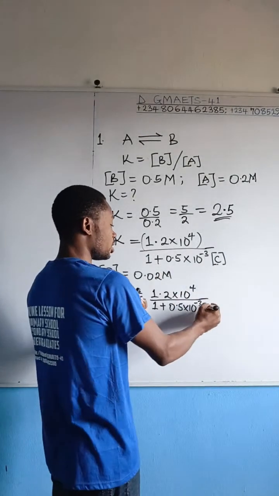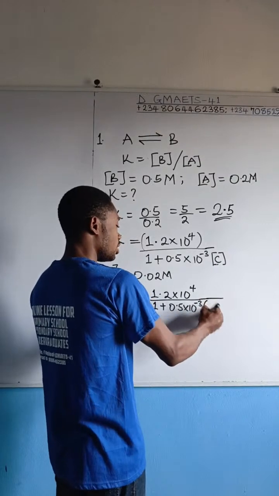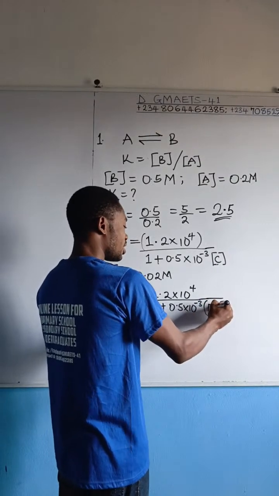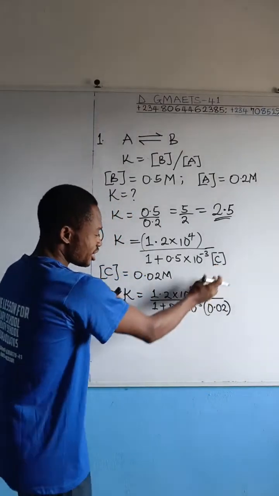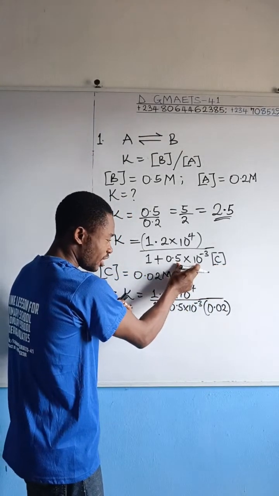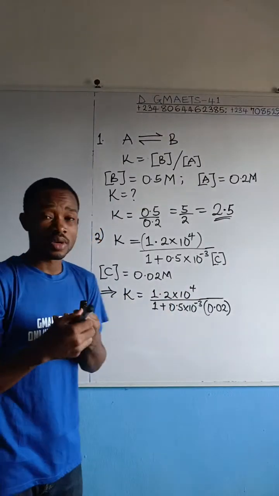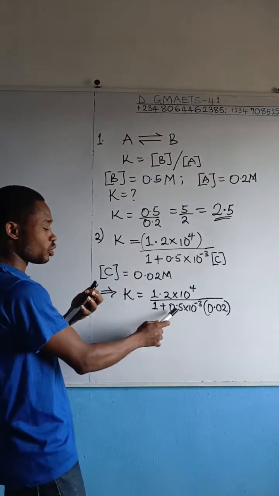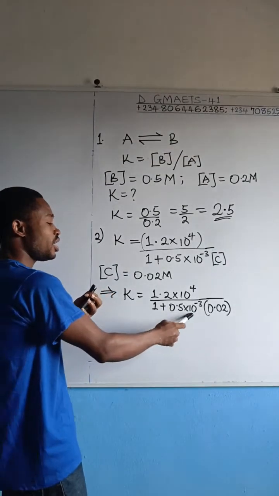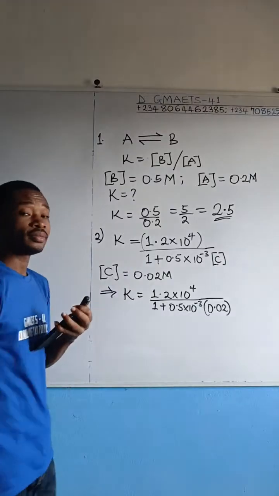The concentration is 0.02. So this is times 0.02. That's the value of this concentration. Now this concentration of C is multiplying this value 0.5 times 10 to the power of minus 3. So what do you do? Following BODMAS, you have to multiply out this part first. Anything you get, you add it to this one.